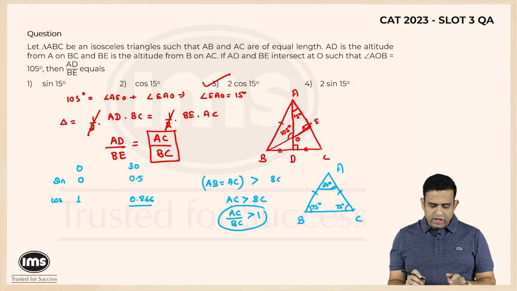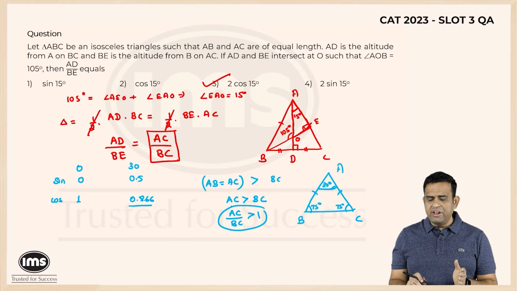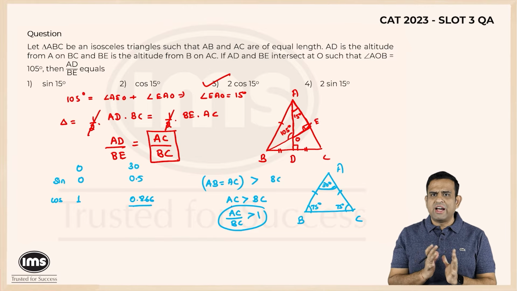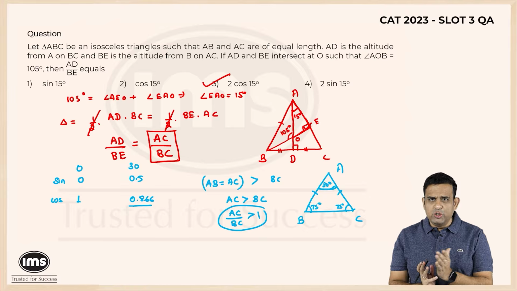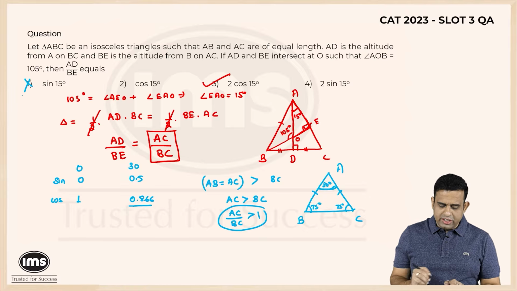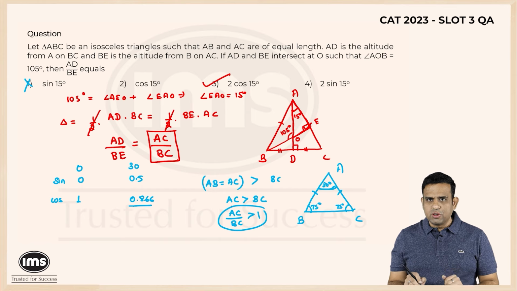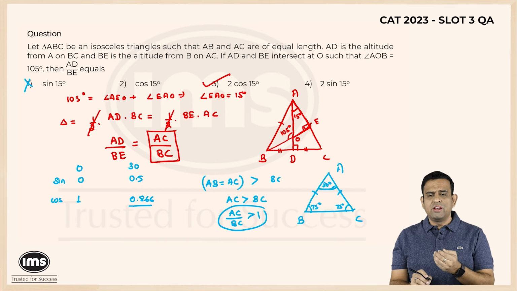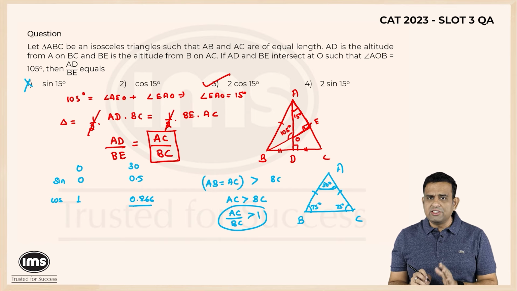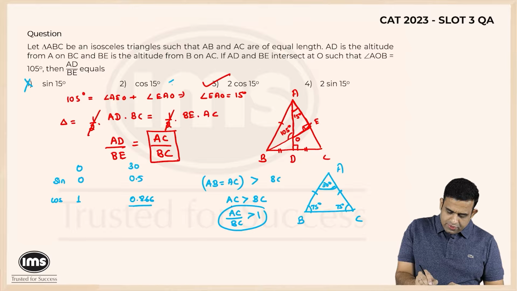So if you look at option number 1, sine 15 will definitely be between sine 0 and sine 30. So between 0 and half. I am looking for something which is more than 1. Option 1 is out. Option number 2 says cos 15, which again will be between 1 and 0.866, less than 1. So option number 2 is also out.